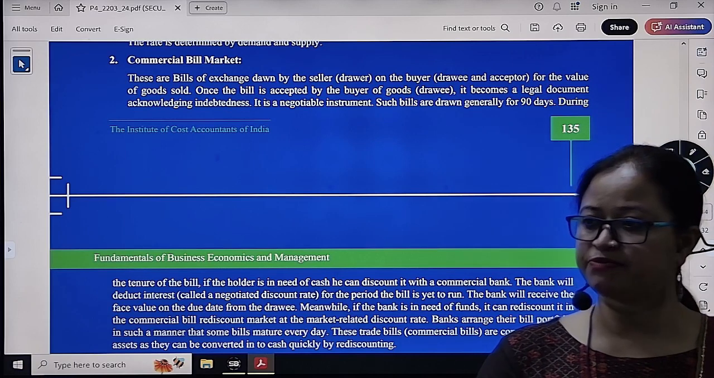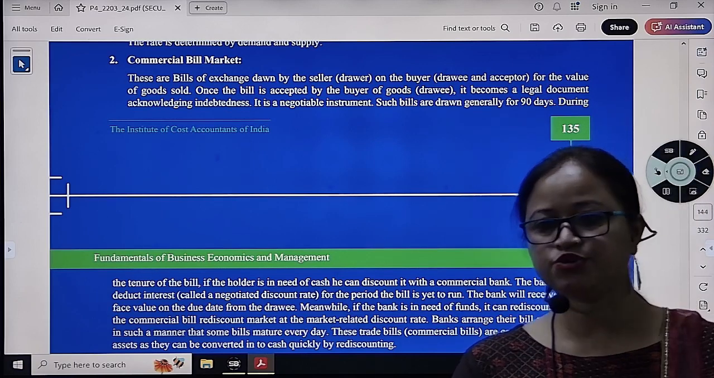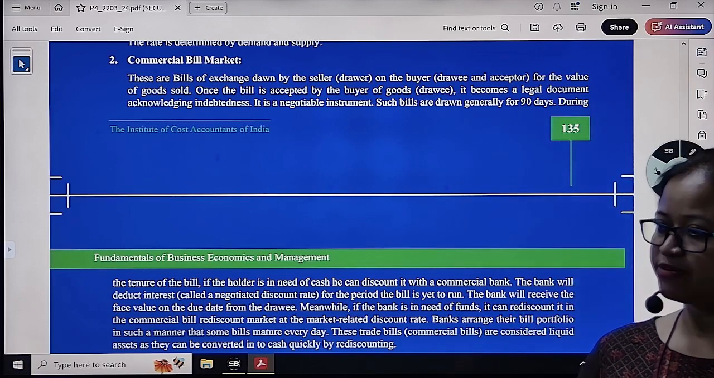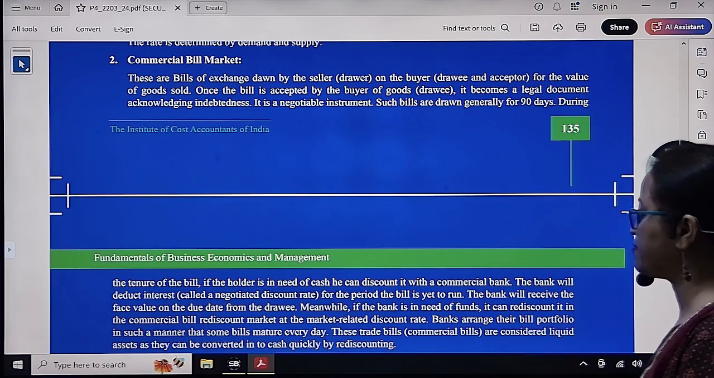The bill will become liquid. The bill will become what? Cash. You can convert it into cash. So that's how it is an instrument of the money market.